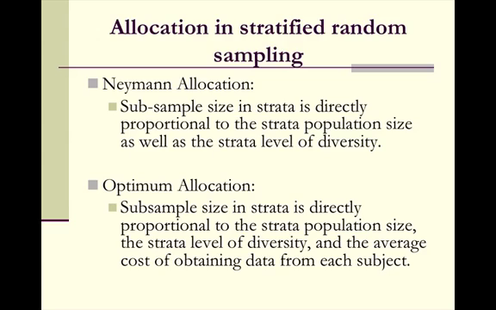You have optimum allocation, which is all of the above, but also includes the cost of obtaining data from each subject. That's something that you really have to keep in mind when you're doing research, is that it's not free.